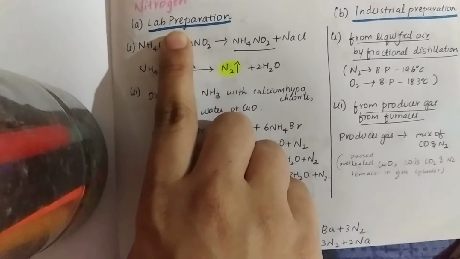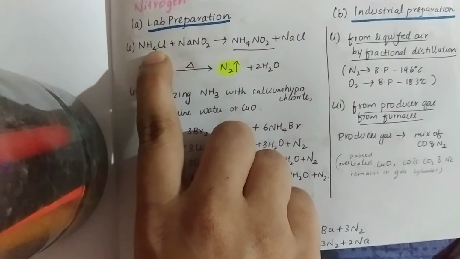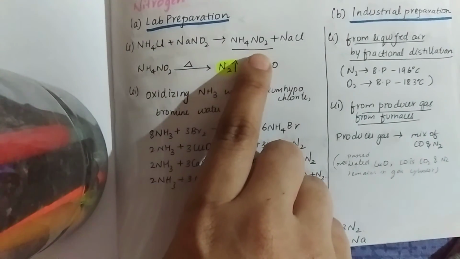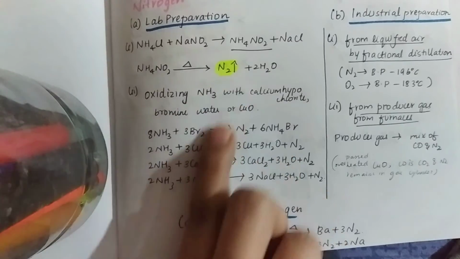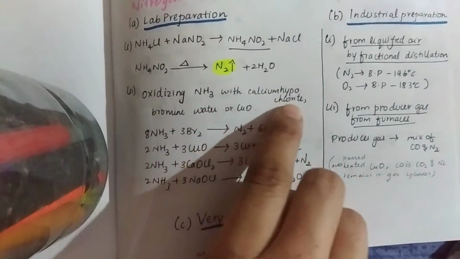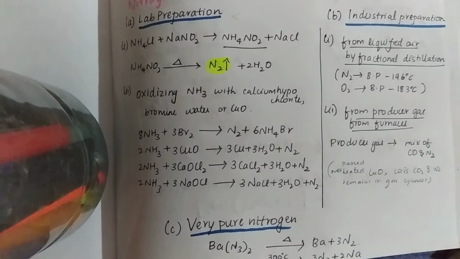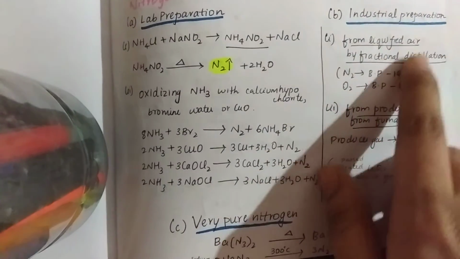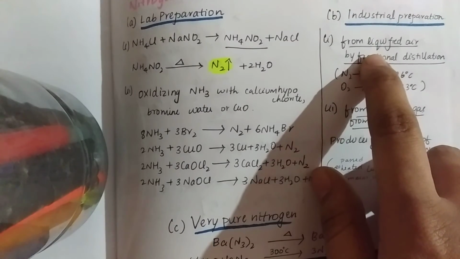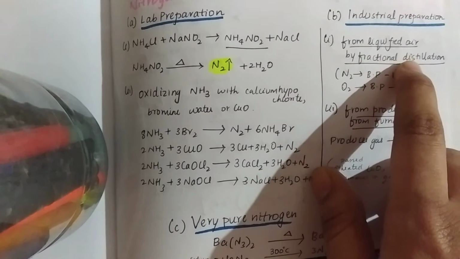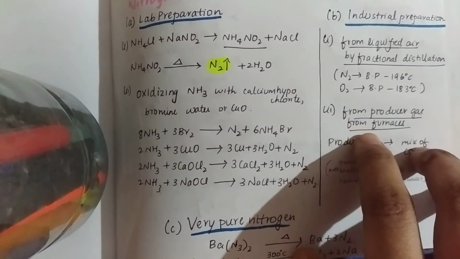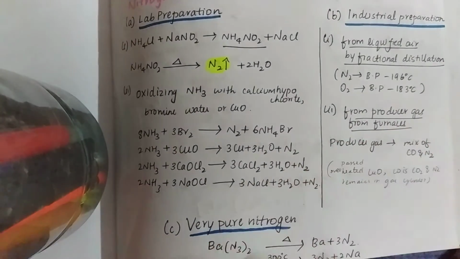So in lab preparation, first we add both compounds and we get NH4NO2. When we heat NH4NO2, we get N2. This is one lab preparation. Then the next is oxidizing NH3 with calcium hypochlorite, bromine water or CuO. And in industrial preparation, we collect some air, liquefy it, and separate N2 and O2 by fractional distillation. And then the second one is from producer gas from furnaces.